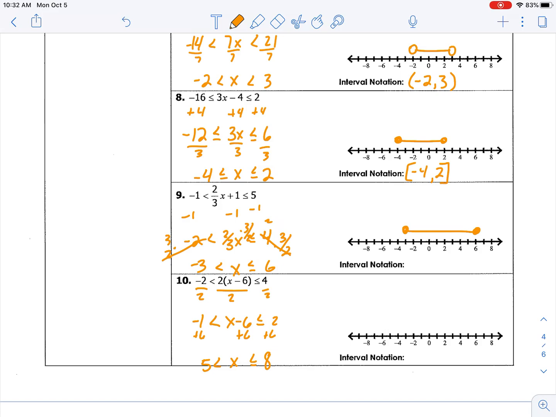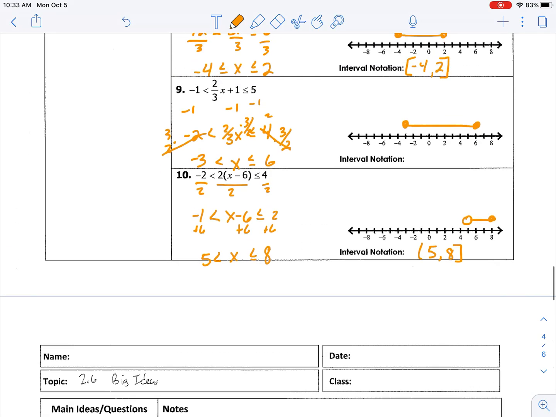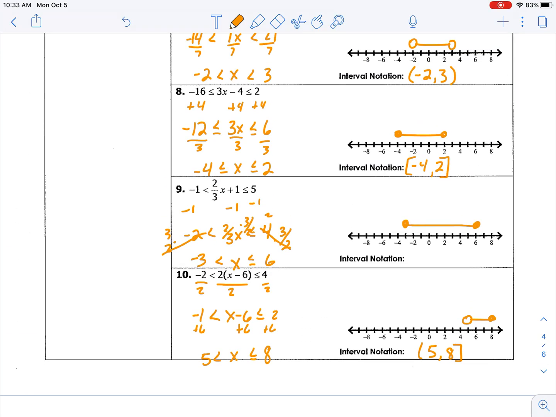So we got 5 is less than x, which is less than or equal to, I added 6, that's an 8. So again, here's 5. Open circle at 5. We're going to have a closed circle at 8. We're going to connect the dots. So again, because my left-hand boundary is open, it gets a parenthesis, and there's a 5. My right-hand boundary is closed, so it gets a bracket at 8. And I have probably hustled my way through that way too fast, but that's the way life is sometimes.